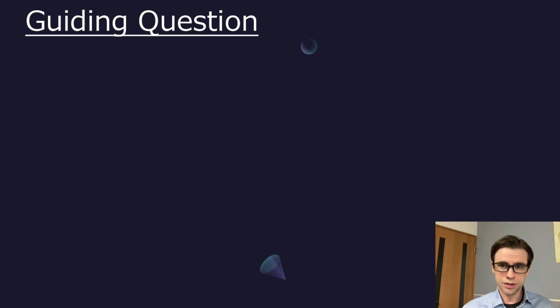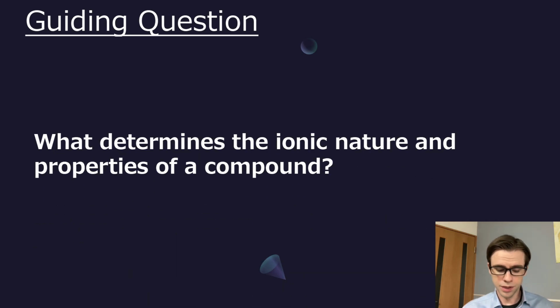So we have a guiding question in this section as well. It is, what determines the ionic nature and properties of a compound? So it's important to try to break down this question and see what it's really asking. What determines the ionic nature and properties of a compound? It's not asking how the bonds are made, but rather what properties such as radius and charge determine what properties the compound will actually have.